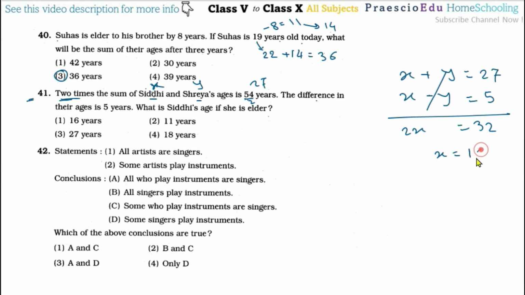Means x is equal to 16. So x means this age is 16. So 16 means option number 1 is the correct one.